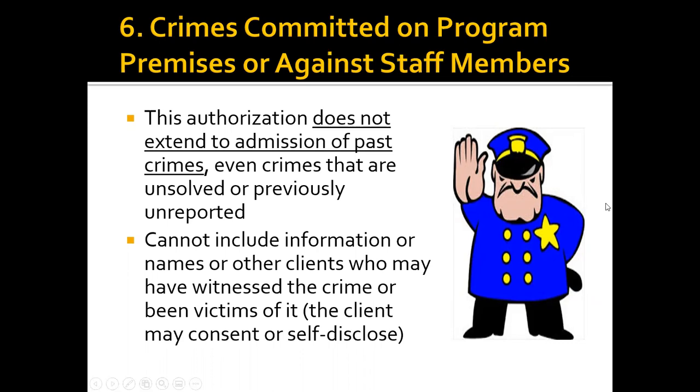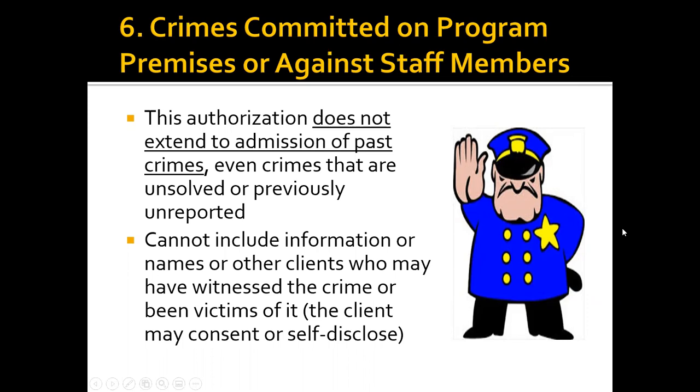But very important, this authorization does not extend to an admission of past crimes, even crimes that are unsolved or previously unreported. So if the client discloses to you that while they were in the middle of their addiction, they robbed a bank or murdered somebody and got away with it, you cannot disclose that information to law enforcement without a client's written consent. The only crimes that can be reported are those committed on the program premises or against other staff members.